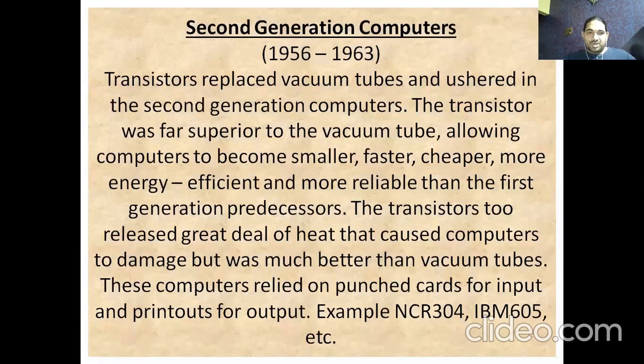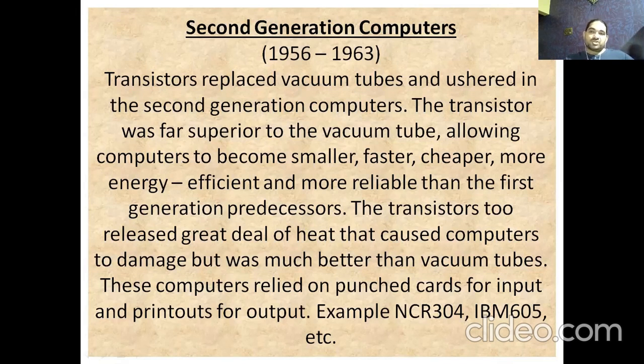Then the second generation computer. This generation started from 1956 and ran to 1963. Transistors replaced vacuum tubes. Now you can see that changes took place. In place of vacuum tubes, transistors came in the second generation. Transistors were far superior to vacuum tubes.